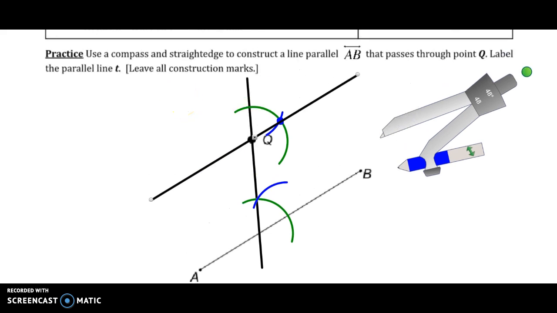And let's see, they wanted us to label this parallel line T. So here's T, and if I wanted to indicate that these are parallel, again, we can use our parallel symbol, which is the arrow on each of them. And that concludes the example of constructing a parallel line through point Q parallel to AB using the copy the angle method.